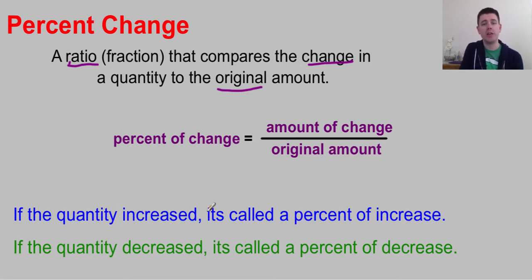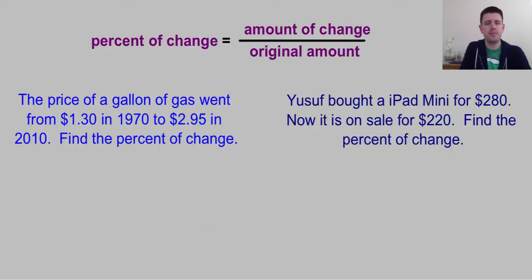If the quantity increased, we call it a percent of increase. So if the amount went up from the original. If it went down, we're going to call that a percent decrease. So we're just specifying, did it go up by 20% or did it go down by 20%? But it's really as simple as that. How much did it change by, divided by where did it start, the original amount, tells us by what percent did the amount change. So let's tackle a couple here.